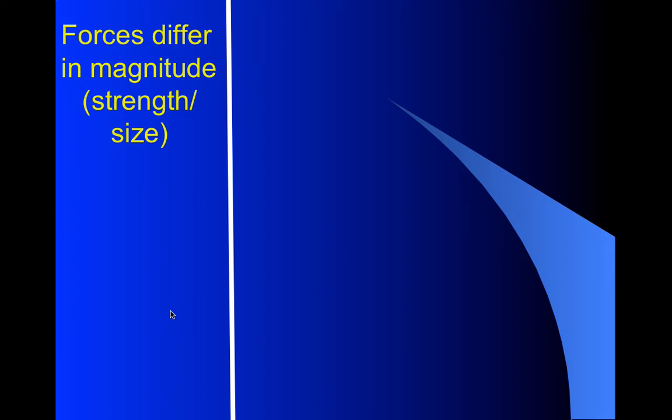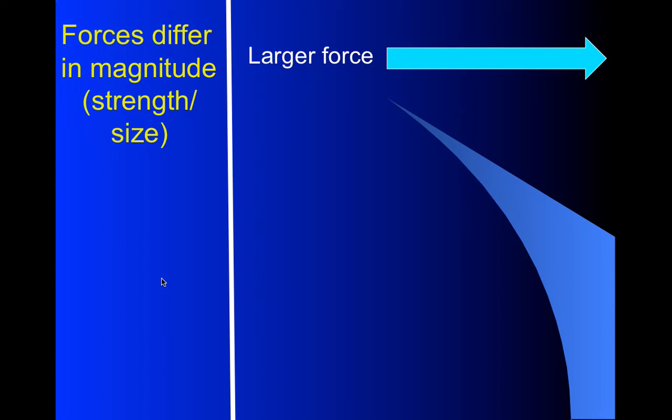Now, one thing to note is that forces can differ in magnitude, and magnitude is either the strength or the size, the amount of force that there is. And one thing that you note is that a force can be large, and it's denoted by a very long arrow. So the larger the force, the longer the arrow. Smaller forces have smaller arrows. So not so much smaller, but less long, so shorter.